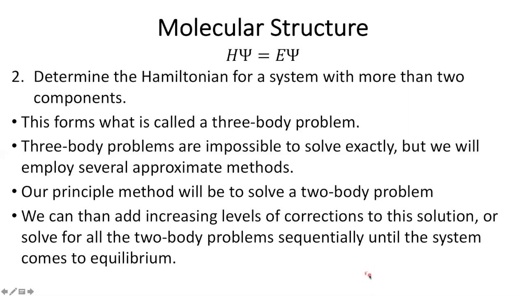And so taking these two-body problems and turning them into a net solution occurs via one of two methods that we should be fairly familiar with at this point. Either we can keep adding on corrections to our solution from our two-body problem, or solve all of my two-body problems sequentially, one after another, each time optimizing my overall position, improving my electron position a little bit, or improving my nuclear positions a little bit. And I keep doing this until my energy stops changing, or until the system comes to equilibrium.